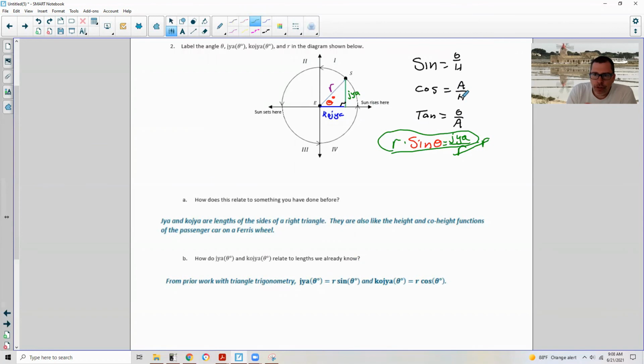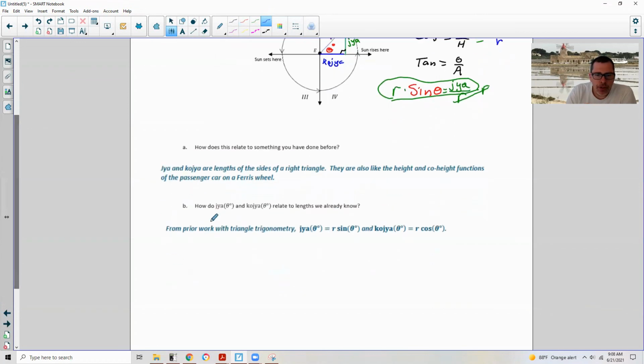So again, cosine is adjacent over hypotenuse, which is koja over hypotenuse, which is r. Multiply both sides by r, and we would get r cosine theta equals koja theta. And r cosine theta equals koja theta is right there. Okay, so there's a review from algebra or geometry last year.